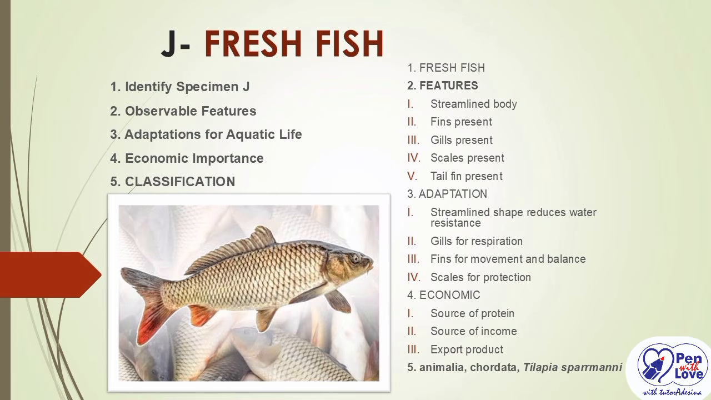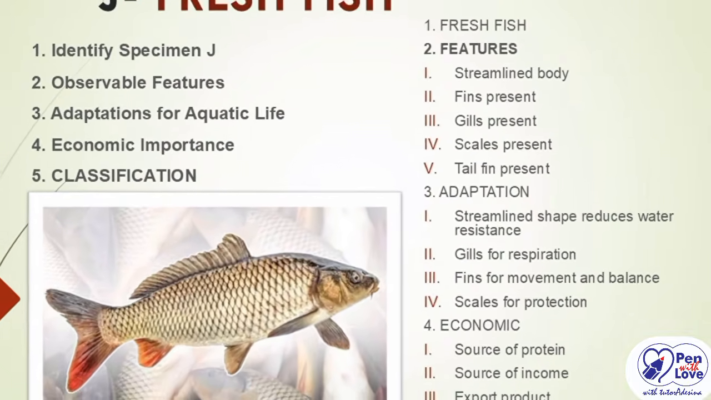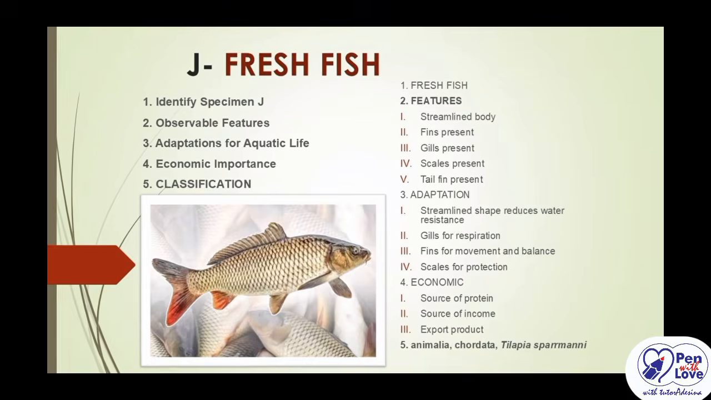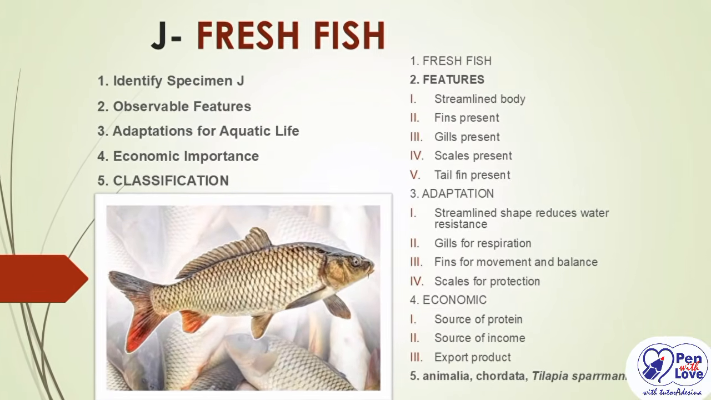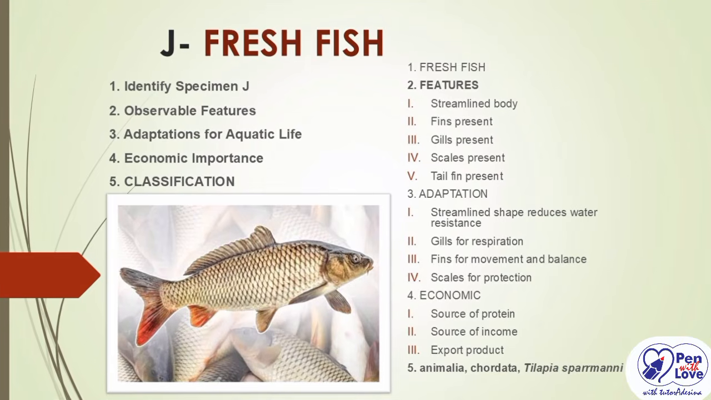So another thing they can ask you on fish is classification. When you look at WAEC very well, they used to ask questions on the kingdom, phylum, and probably they can ask of the species and the generic name. But when you look at this now, the kingdom is Animalia, the phylum is Chordata, then the class, they can ask, is under Pisces.